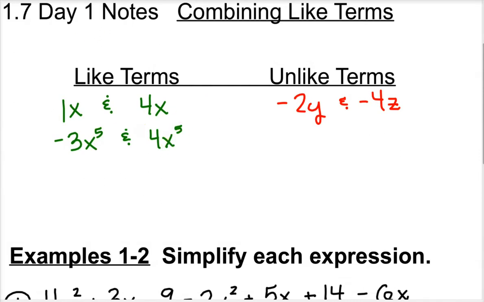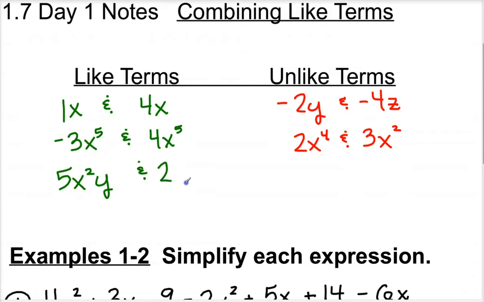Another example of unlike terms would be 2x to the fourth and 3x squared. Even though both of these terms have an x, this first one has an exponent of 4, this second one has an exponent of 2. So those are unlike terms. And then a couple more examples. 5x squared y, this means 5 times x squared times y. That would be a like term along with 2x squared y.